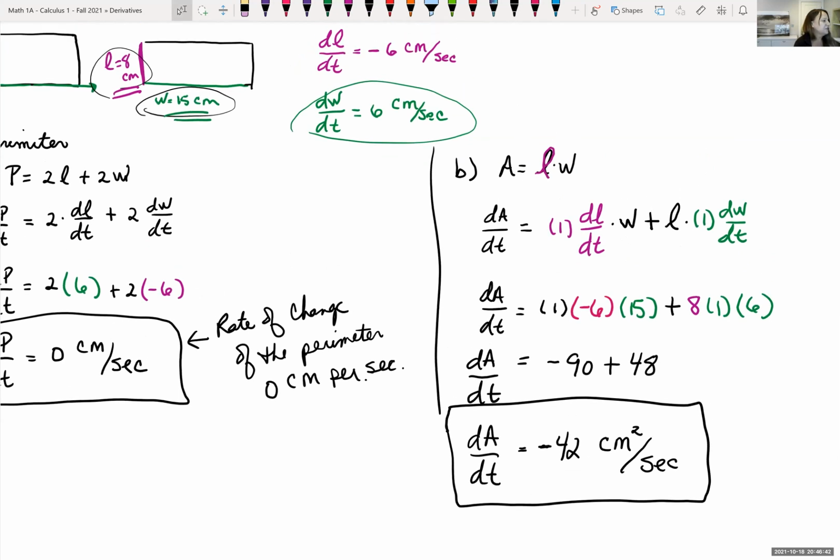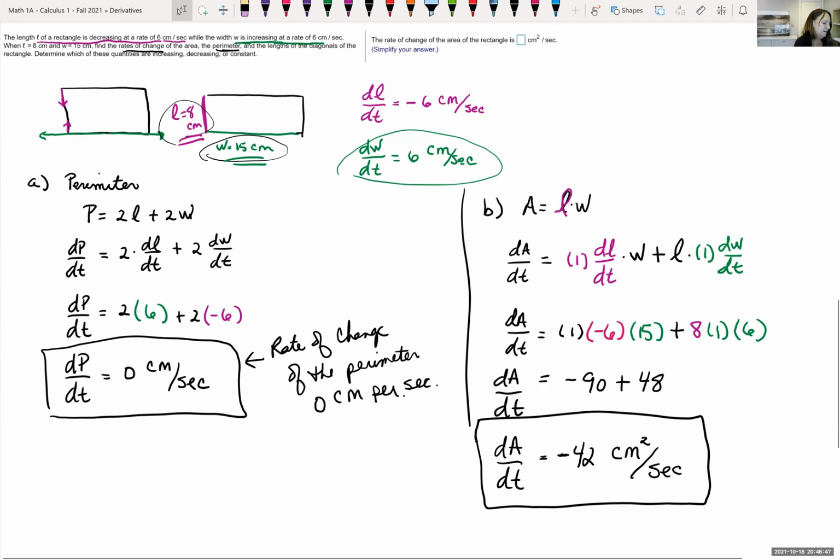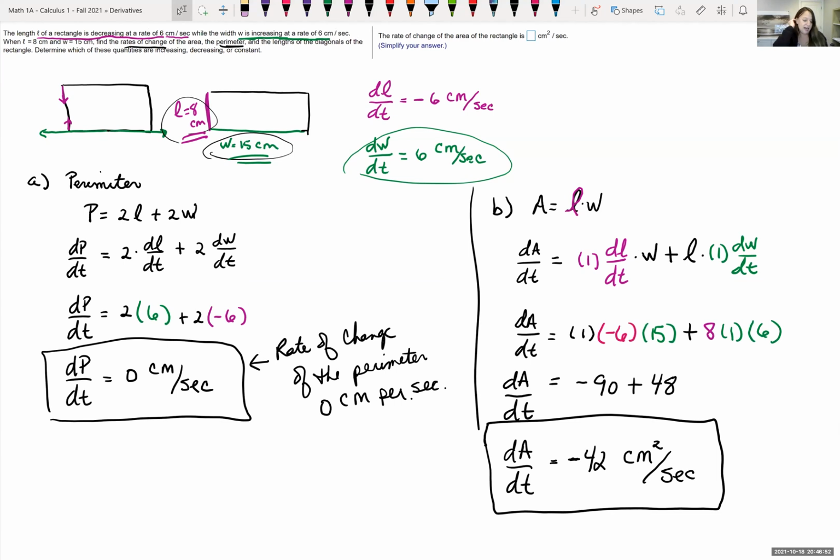And then let me just make sure there was nothing else. The last piece was the length of the diagonal. And so the length of the diagonal we have here, maybe call it D for diagonal. So that diagonal is going to be changing as that length decreases and the width increases.